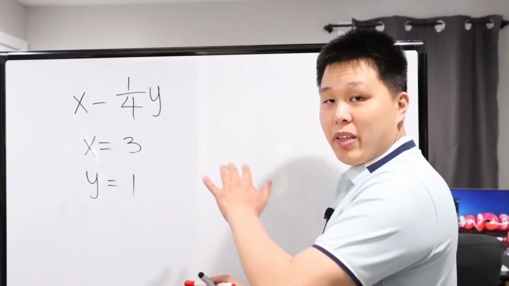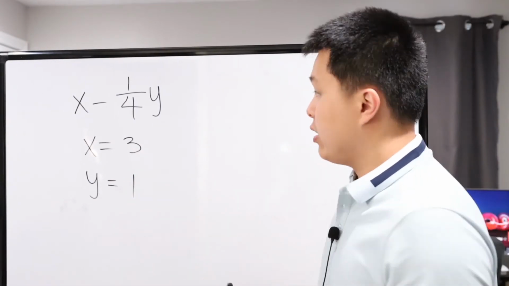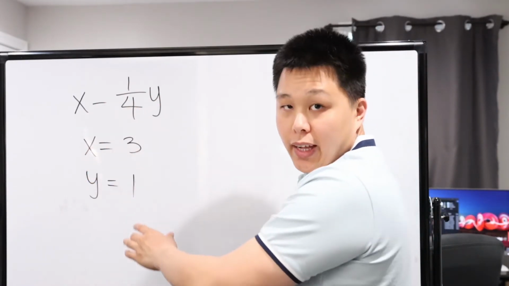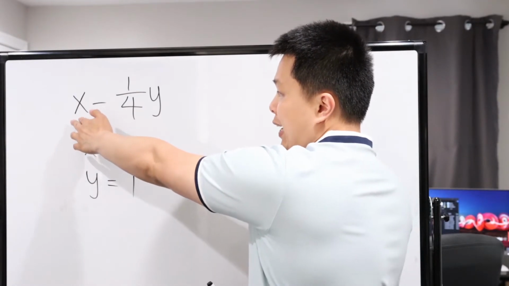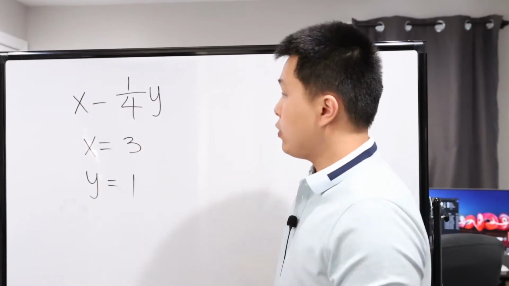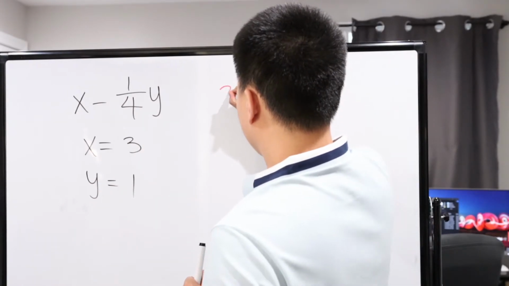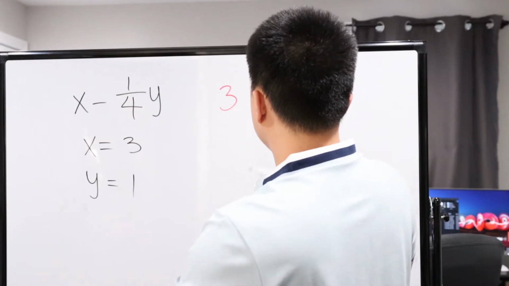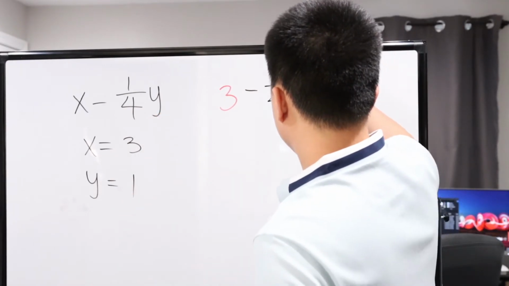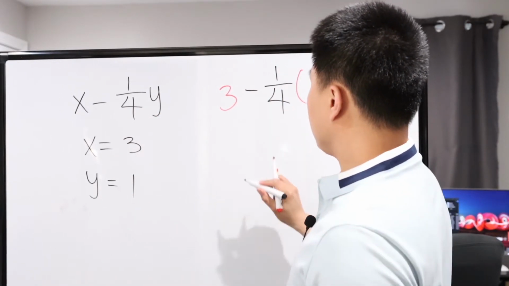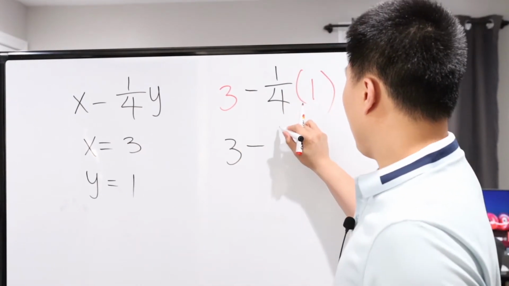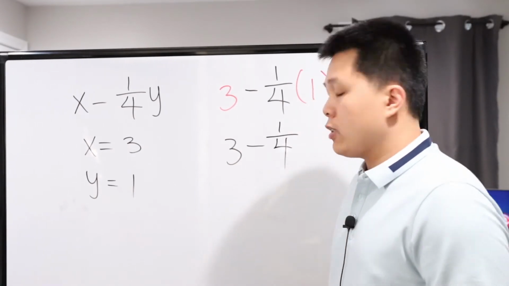Now for this problem, even though it looks a little scarier, it's actually the same thing. Here we have x minus 1 over 4 times y, and this one gives us now x and y. So in place of where x is, we're just going to substitute this value, and in place of y, we're just going to substitute this value. So x is 3, so we're going to have 3, and then we're going to have minus 1 over 4. Now, instead of y, we have 1, so we're multiplying it by 1. Well, in this case, this is just going to be 3 minus 1 over 4 times 1, because any number times 1 is going to be the number itself. It's going to be 3 minus 1/4.